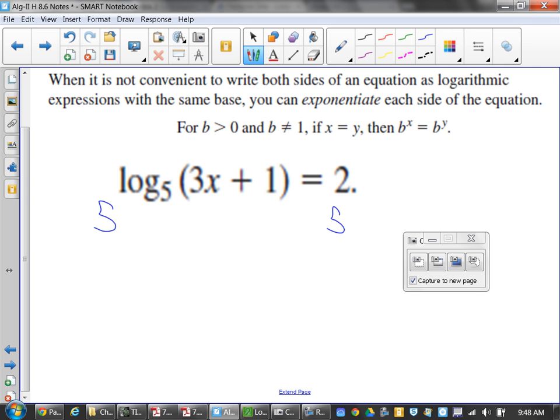Now, 5 to the log base 5 of something, that exponent falls. You get 3x plus 1 is going to equal 5 squared. 5 squared, I was thinking 2 squared. That's okay. And you get 25 on the other side. That's x is 8.